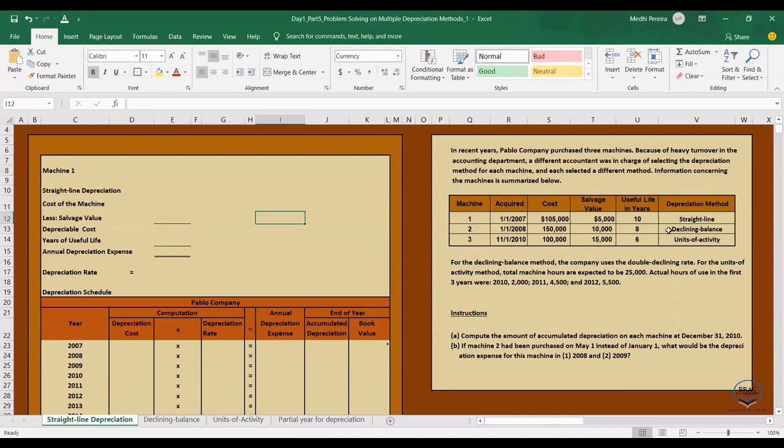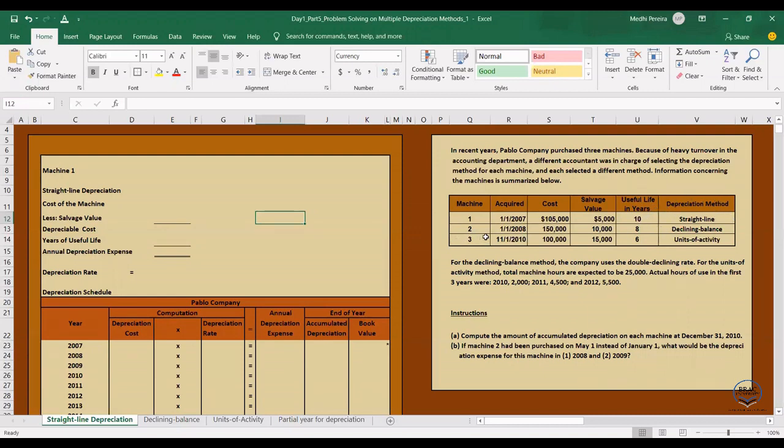So now we have been given some information regarding the machines. Let us just go through the information first. For machine 1, it was acquired on 1st of January 2007 with a cost of $105,000. The salvage value of this machine is $5,000 and the useful life is 10 years. And the straight line depreciation method is used here.